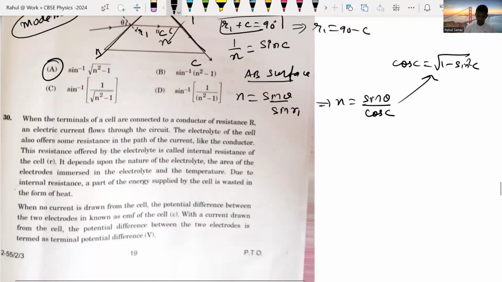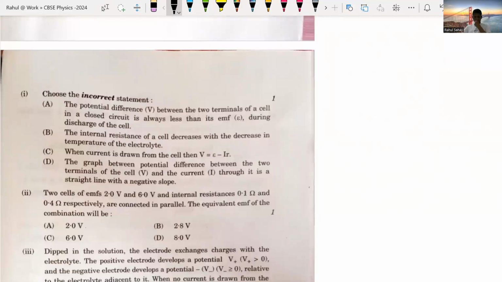So when the 2 terminals of the cell are connected, due to the interactions, a part of the energy is supplied by the cell. When no current is drawn from the cell, the potential difference between the 2 electrodes is known as EMF. When current is drawn from the cell, the potential difference between the 2 electrodes is termed the potential difference. The potential difference between the 2 terminals of a cell in a closed circuit is always less than the EMF.